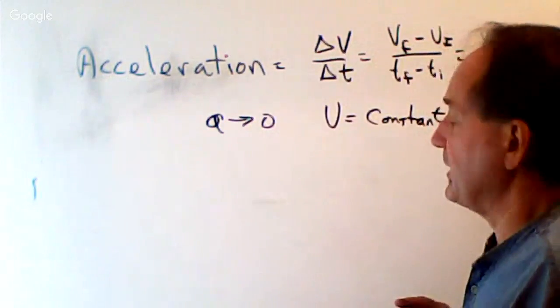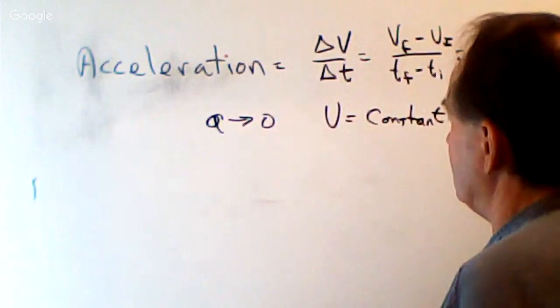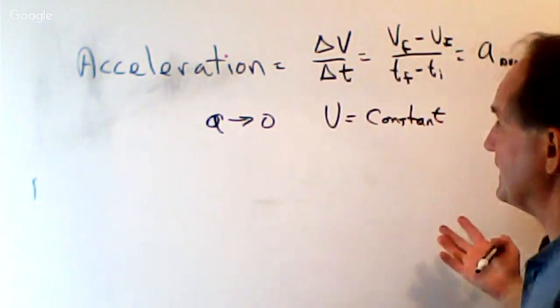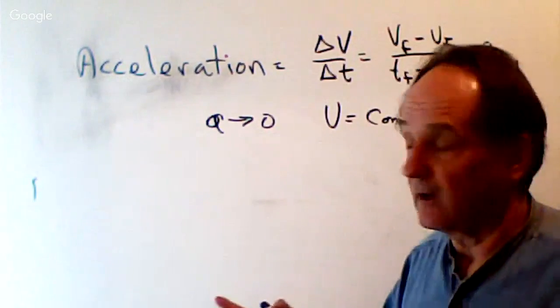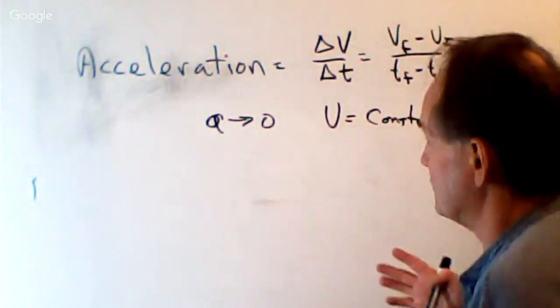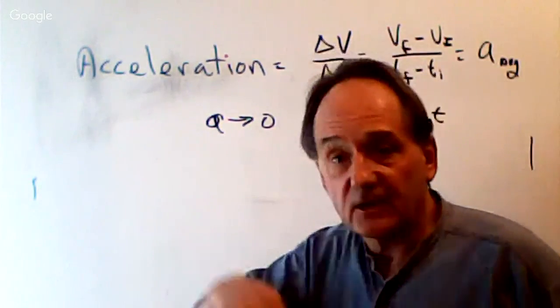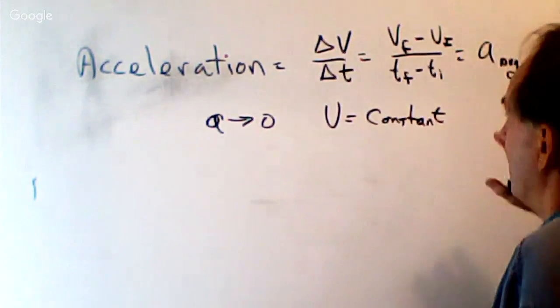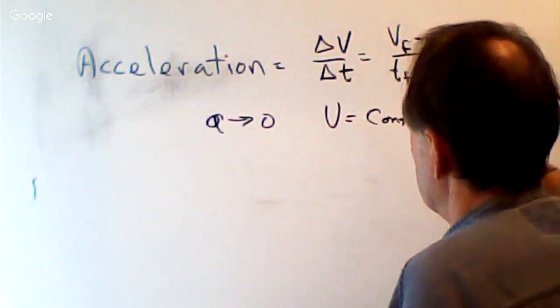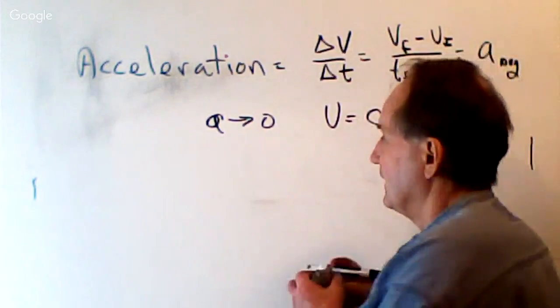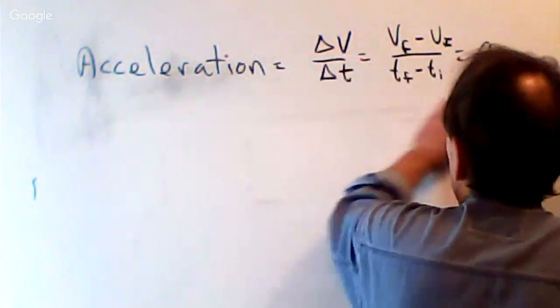It has no acceleration because it's maintaining a constant velocity. Any object moving at a constant speed has no acceleration. Acceleration causes velocities to change, or the direction of an object to change. So all acceleration is, it's telling us the rate at which an object is changing its velocity.